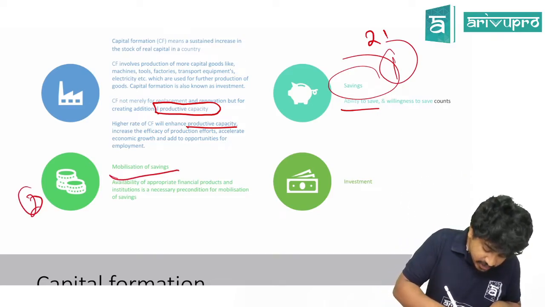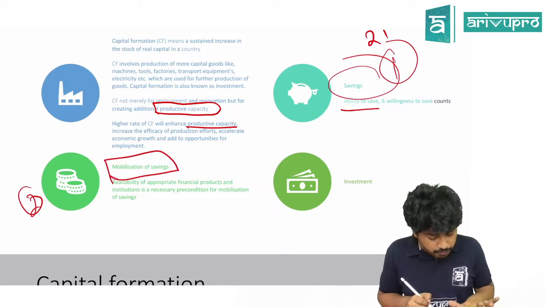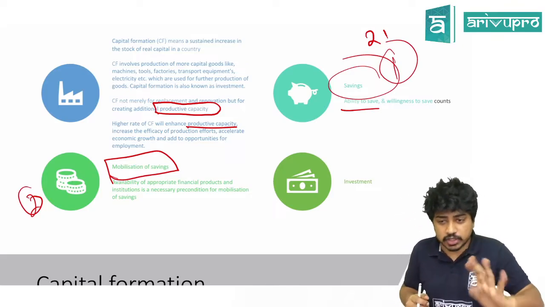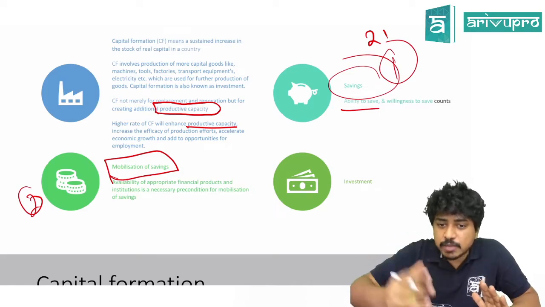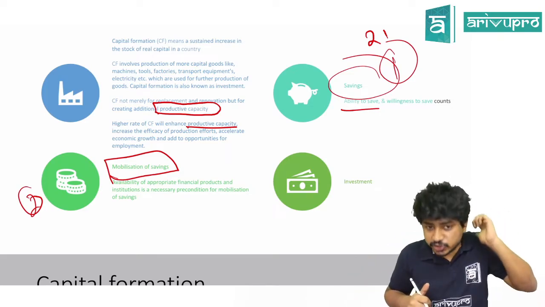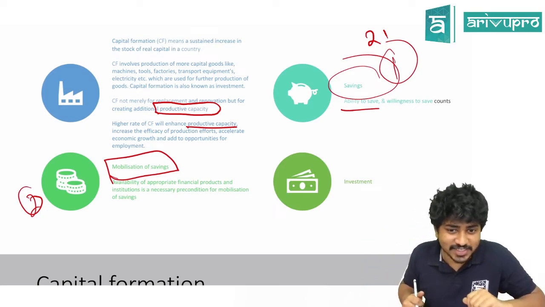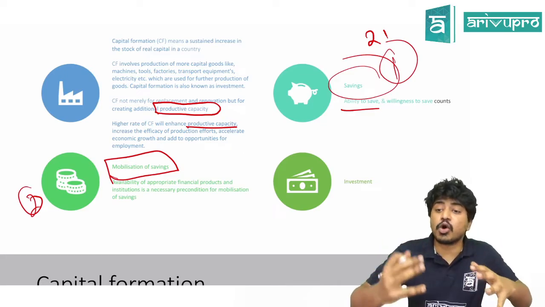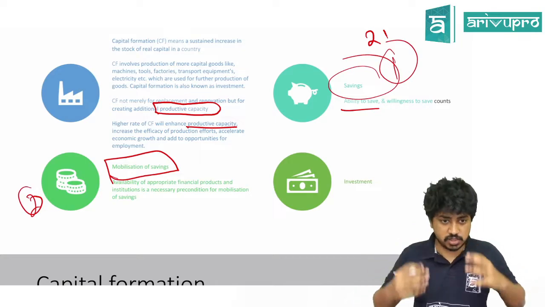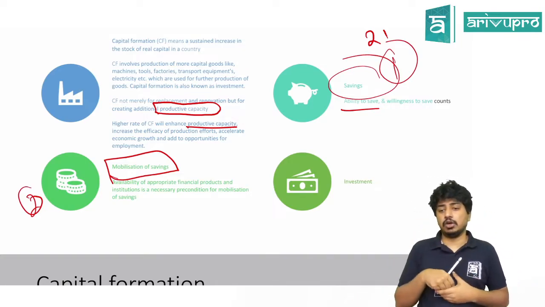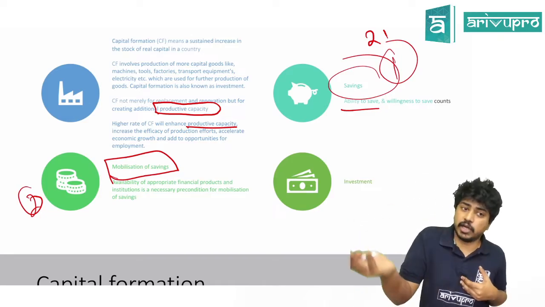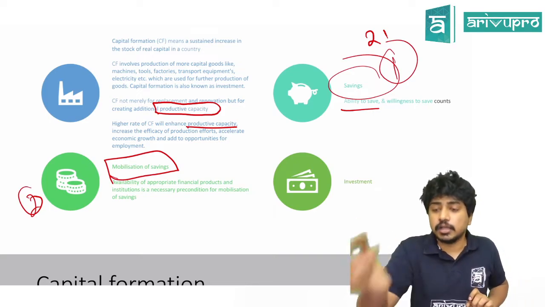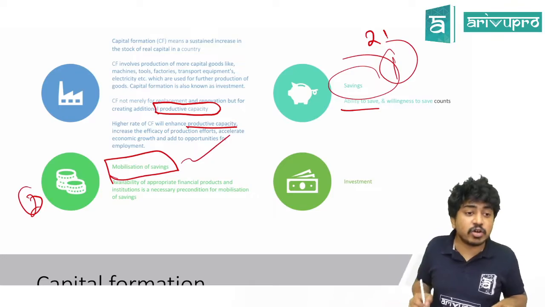Second step is mobilizing of savings. What is mobilizing of savings? Availability of appropriate financial products and institutions is a necessary precondition for mobilization of savings. See, now you are saving. There should be some instruments which you can save under. There should be FD. There should be mutual funds. You see all cricketers coming and saying mutual funds, subject to market risk. Those are all financial products which help you to mobilize your savings. It's useless if you save it in your pocket and keep it. Imagine everyone saves in their pocket and keeps it. Will anyone get the benefit of it? Someone has to give interest for it? No, no one will give. Because you are giving it to someone, you have financial products that get mobilized. Second step is mobilizing of savings.